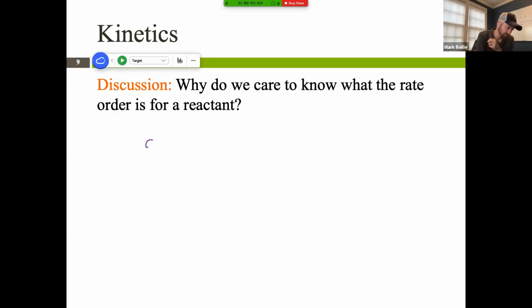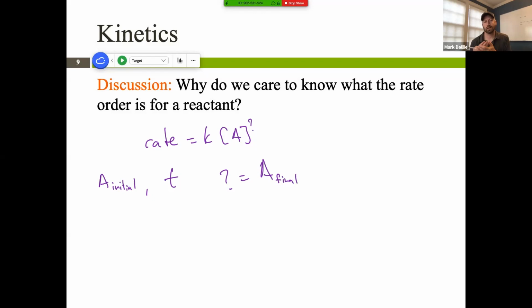So if we know the rate order, we know how the rate of reaction changes related to the concentration of reactant. That's what we just heard a second ago. But then the next component Aislinn was saying is, what if we know our initial concentration? Then after a certain amount of time, what is our final concentration? That question is something we cannot answer until we know what the rate order of the reaction is. If it's a zero order reaction, we know that that change is directly proportional to time.